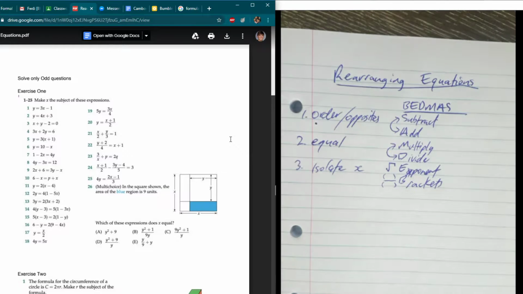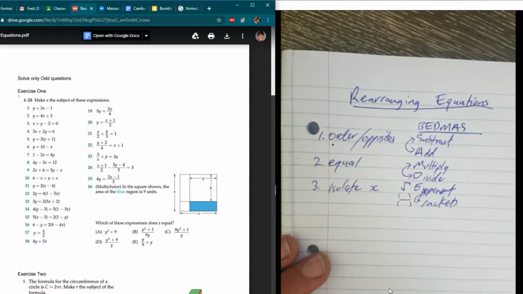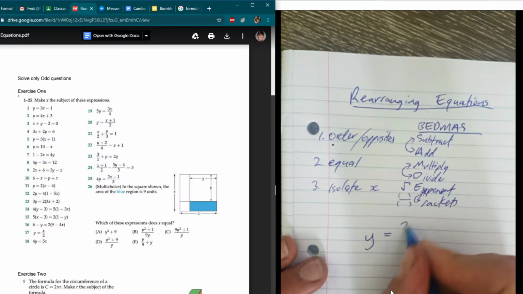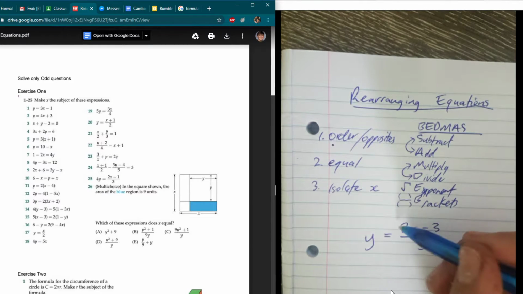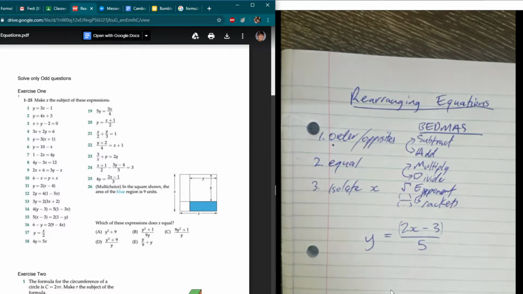Okay, so my first example is similar to the questions in exercise 1. So we've got y equals (2x minus 3) over 5. Remember, if we've got a fraction, these are secretly in brackets. I'm actually going to draw these brackets because really they are there. Also that 5 is in brackets, but it's just a singular number.